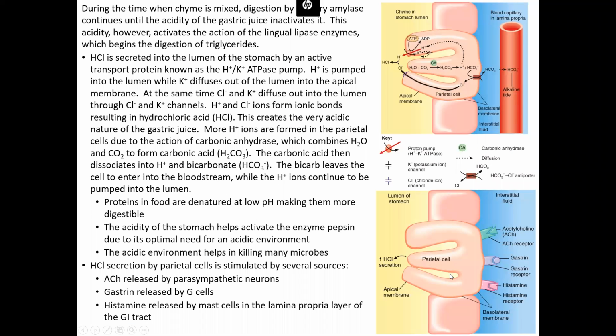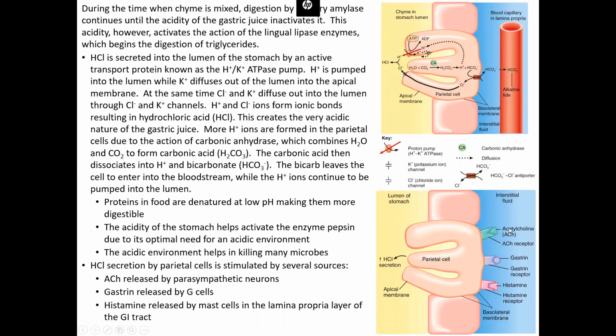wound up proteins. The acidity of the stomach helps activate that enzyme, pepsin. I don't list it, but it helps activate the lingual lipase. And as we learned previously, the acidic environment of our stomach helps kill bacteria and other microbes. Secretion by our parietal cells is related to three different things.